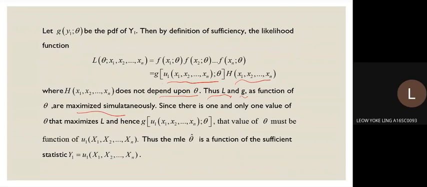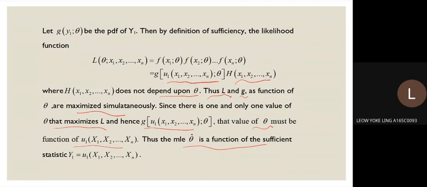Since there is one and only one value of theta that maximizes L, and hence G, that value of theta must also be a function of your sufficient statistic. That's why we say the MLE theta hat is a function of the sufficient statistic.